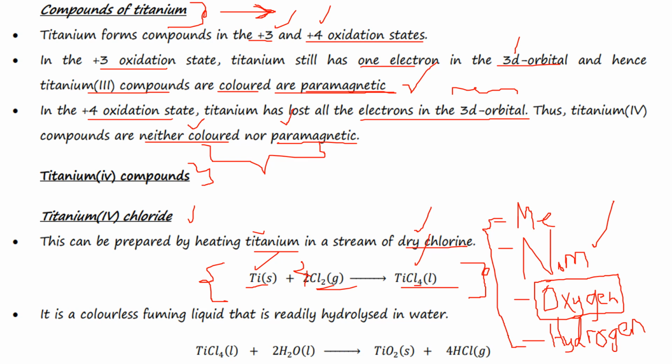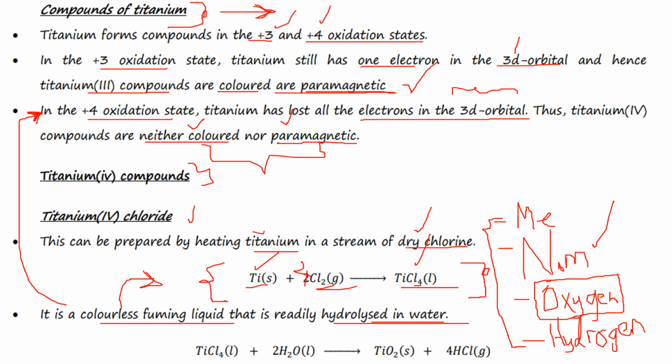Now looking at titanium 4 chloride, another property it has is that it is a colorless fuming liquid that is readily hydrolyzed in water. Now let's go back to why it's colorless. Here, transition elements form colored compounds. We have already stated that titanium in the plus 4 oxidation state has no electrons in the 3d orbitals, and that means it has no unpaired electrons which qualify transition elements to be colored or paramagnetic. So you're going to say that it is a colorless fuming liquid that is readily hydrolyzed in water.